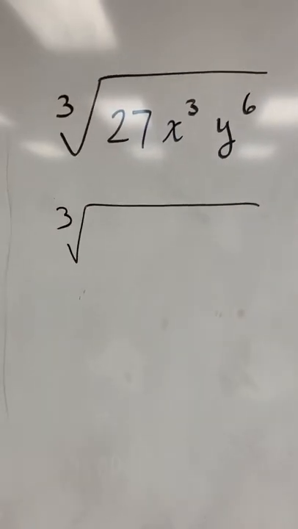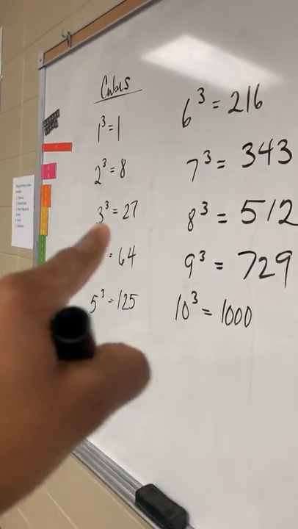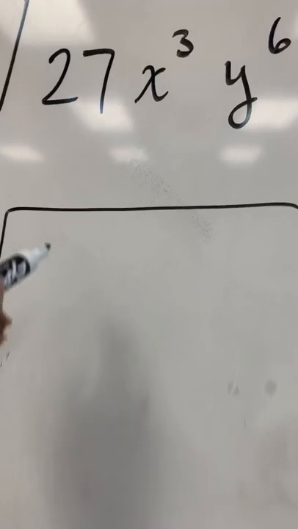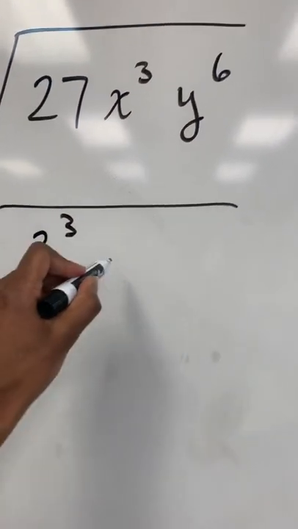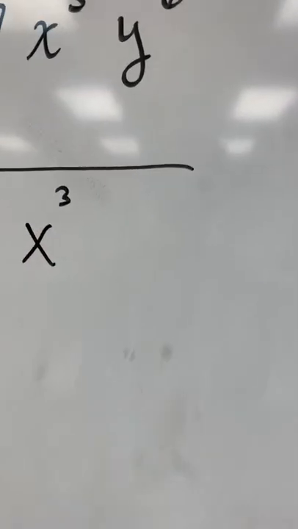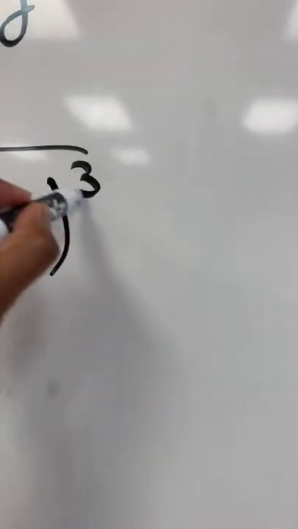So that's the first thing I'm going to do. I know I need to rewrite. 27 should ring out, because 27 comes off of this list, and that's 3 to the third power. So I have a 3 to the third power. I have an x to the third power. Now this one, you got to pay real close attention. Remember, we're dealing with something that's a third power.